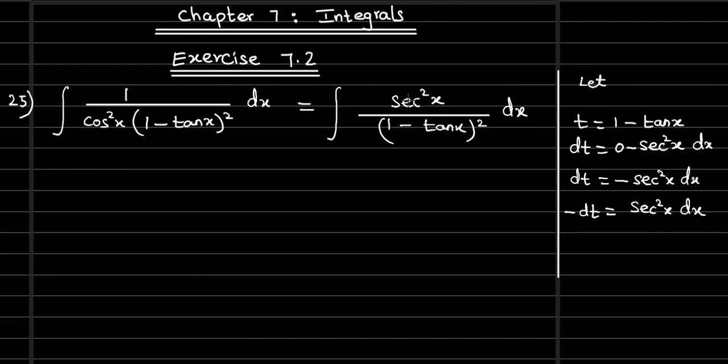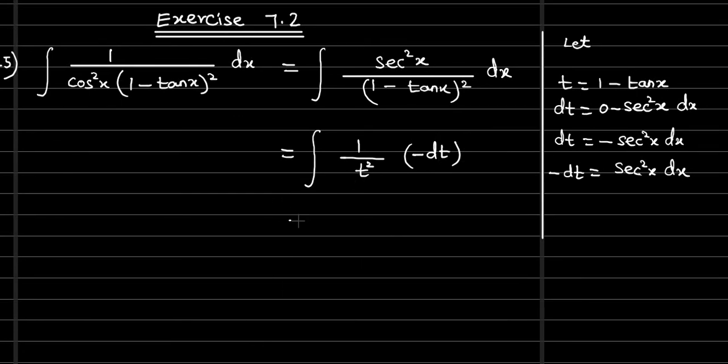Now we can substitute these terms, this t and minus dt, in the given function. So in the integral, the product of secant square x dx is minus dt, and 1 minus tan x, which we consider as t, has power 2, so t square. This negative sign we can take outside. So now we have minus integral of t square in the denominator; when we take it to the numerator the power becomes negative, and then dt.